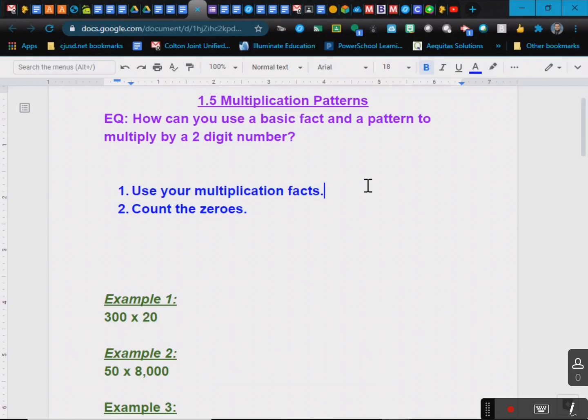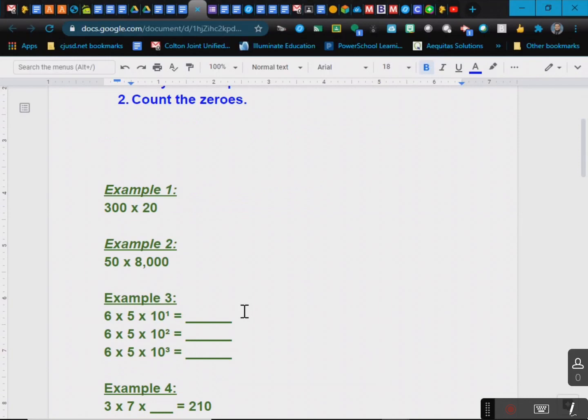The second is count the zeros. So let's show you what I mean. We have 6 examples. We're going to go ahead and get started. Alright? Example number 1.